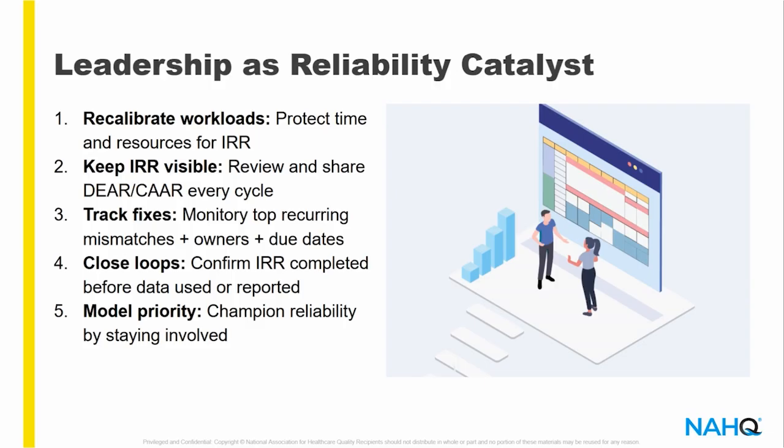Last but not least is model the priority. When leaders talk about IRR, ask questions, and celebrate improvements, it signals that reliability matters at the highest level, and that helps keep your top talent engaged and proud in their work. These small but visible touches from leadership create accountability. They keep IRR from fading into the background noise and elevate it from a side task to an organizational priority.